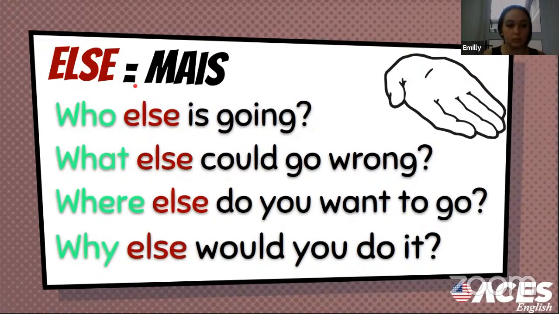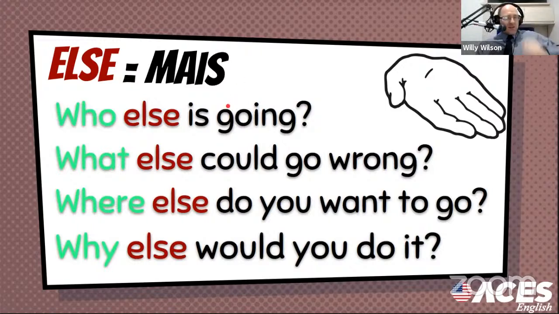So with else, then we have who else? Quem mais ou mais quem? Quem mais vai? Who else is going? What else could go wrong? Quem mais pode dar errado? Where else do you want to go? Em quais outros lugares ou mais onde você quer ir? Why else would you do it? Por qual outra razão? So aqui, why else, também nós temos que mexer um pouquinho com a tradução. Por qual outra razão você faria?